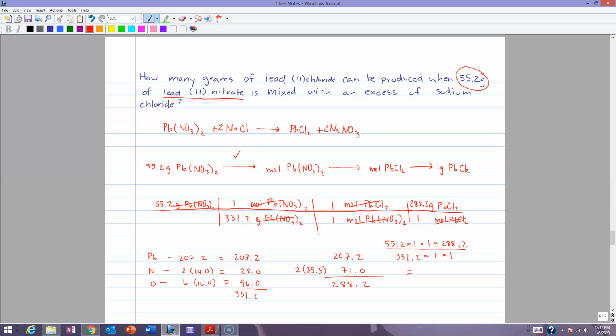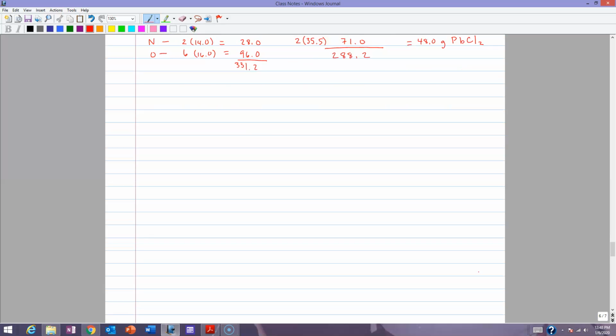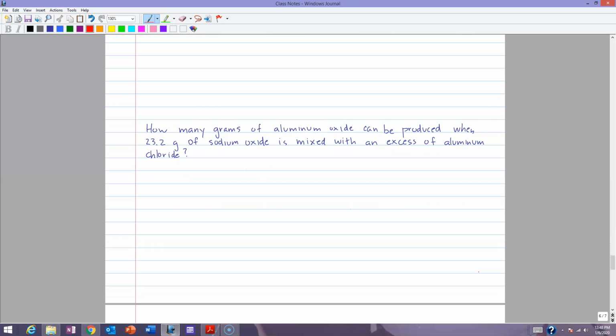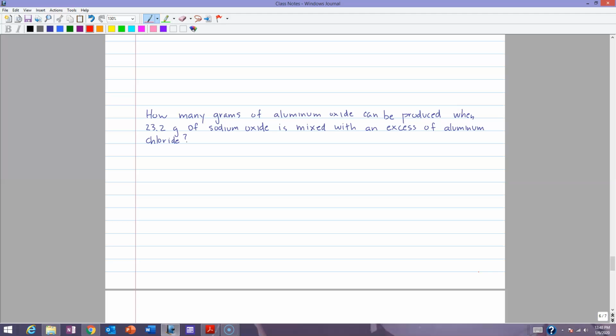And so that's going to give me an answer of 48 grams of lead 2 chloride. Next practice problem is how many grams of aluminum oxide can be produced when 23.2 grams of sodium oxide is mixed with an excess of aluminum chloride.